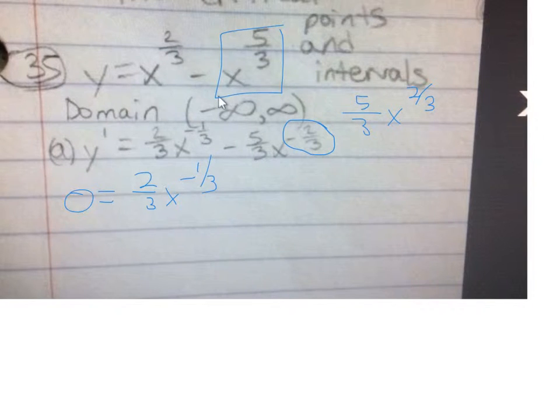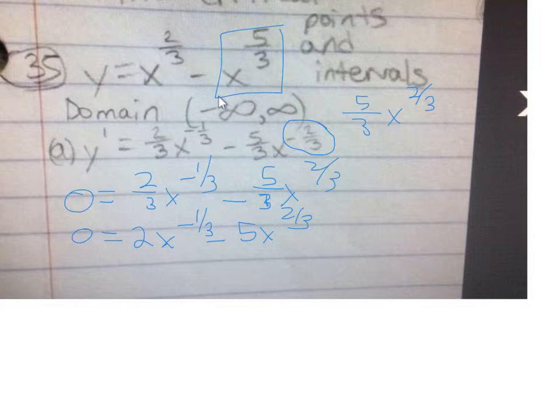We'll set this equal to 0 to save a step. And then we're going to have minus 5/3 x to the 2/3. And then if we multiply everything by 3, 2x to the negative 1/3 minus 5x to the 2/3.